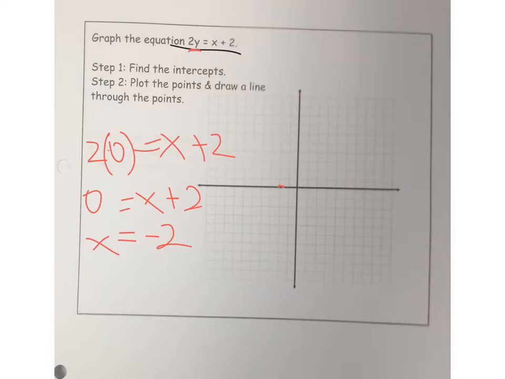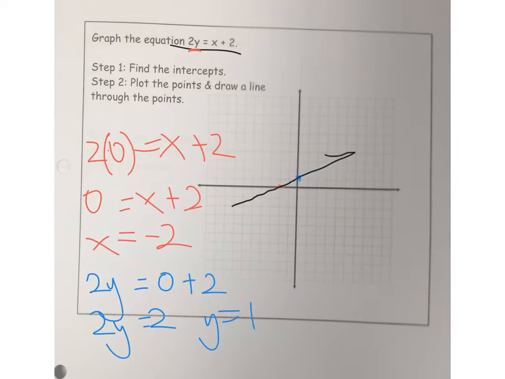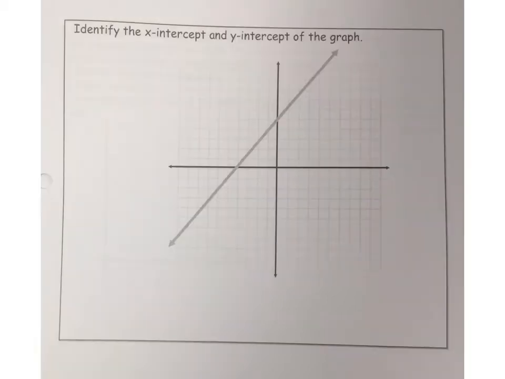So now I'm going to do the same thing, except this time I'm going to plug in x is 0. So it's going to be 2y. So y is going to equal 1. When x is 0, y is 1. So my line, just by graphing those 2 points, is going to be approximately there. And I can do that because I graphed using intercepts very quickly.